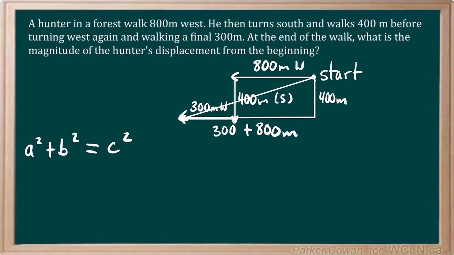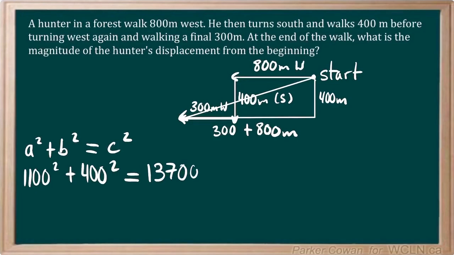So let's call this bottom part here a. So 300 plus 800, that's going to give us 1100. So we have 1100 squared plus, and then we use the other side, 400 squared, and that's going to give us our c squared, which is our hypotenuse. So 1100 squared plus 400 squared, and that's going to give us 1,370,000.